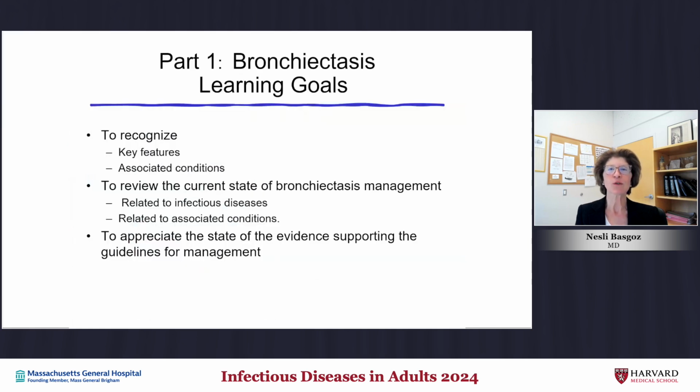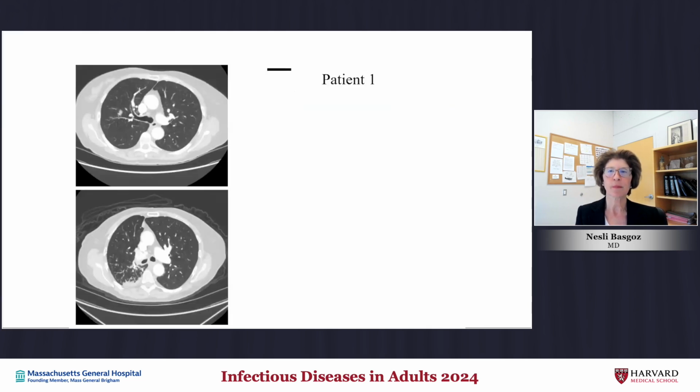So here are the learning goals for bronchiectasis: to recognize the key features and the underlying conditions that are associated with bronchiectasis, to review the current state of bronchiectasis management as it relates both to infectious diseases, but the other common associated conditions we see, and to appreciate the state of the evidence supporting the guidelines for management of bronchiectasis, which I'll cite here. I'm going to use a couple of patient examples to introduce the topic. And these are both patients I've seen in the past.